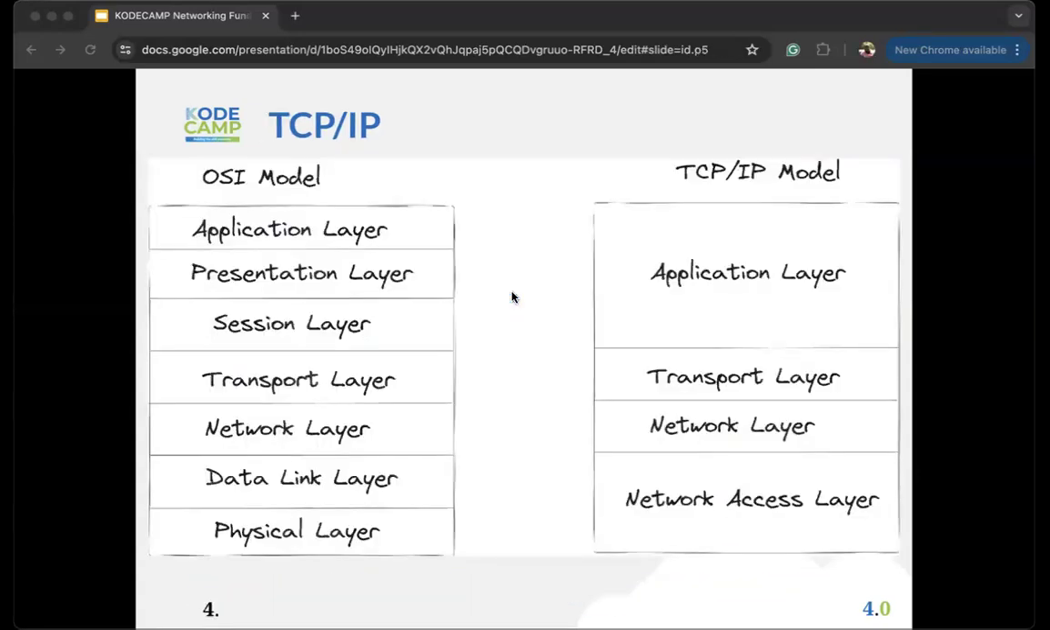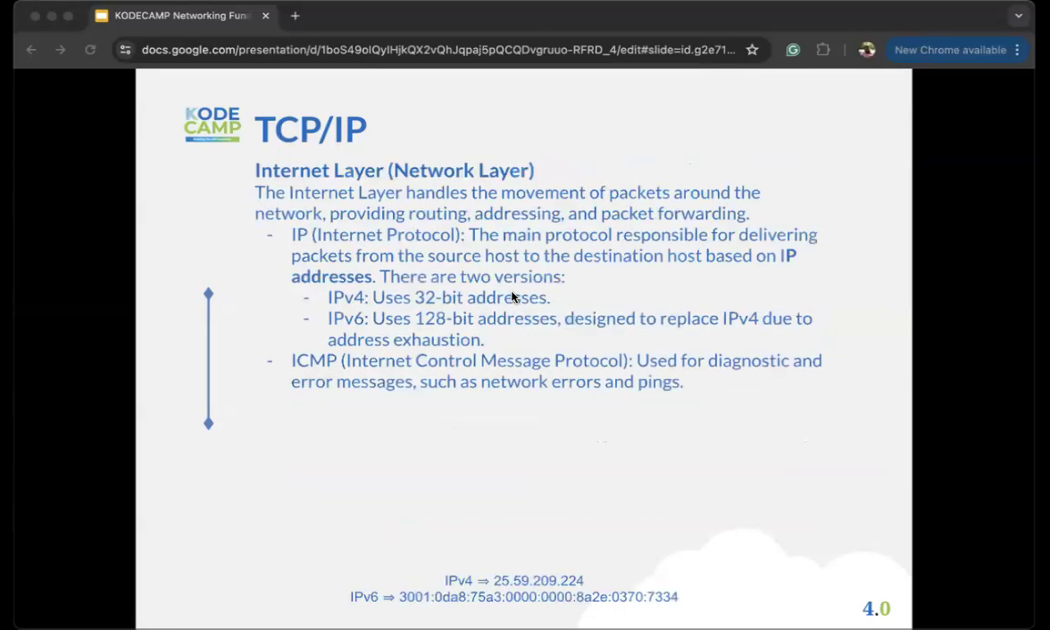Then we have the internet layer that handles the movement of packets within your network. Things like routing, addressing, packet forwarding, and it works with the Internet Protocol.